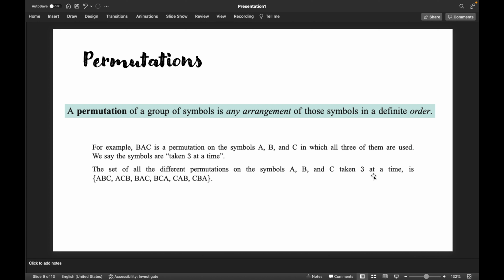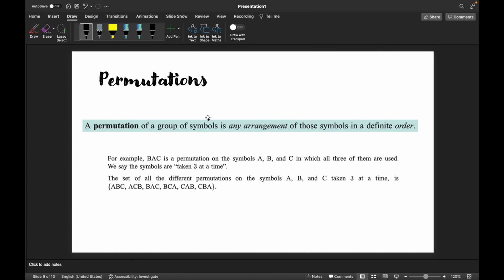A permutation of a group of symbols is any arrangement of those symbols in definite order. One thing you're supposed to know is that permutation deals with arrangement, order, etc.